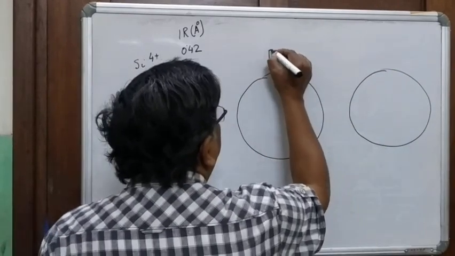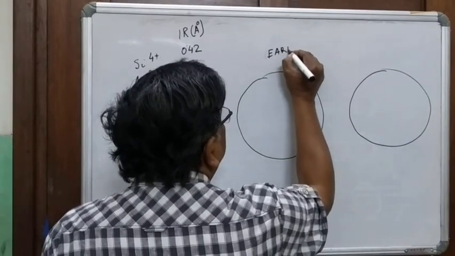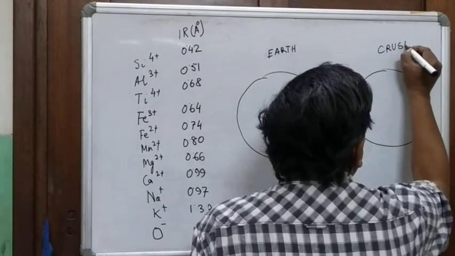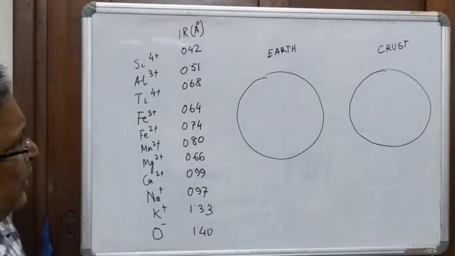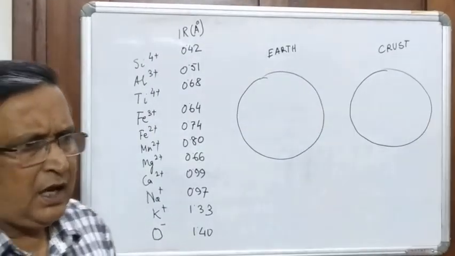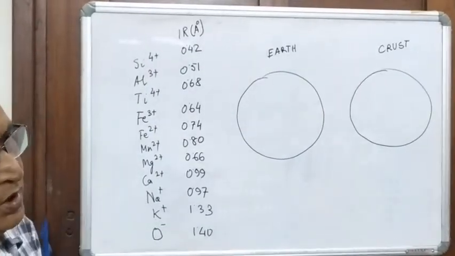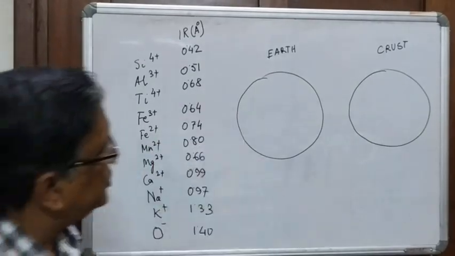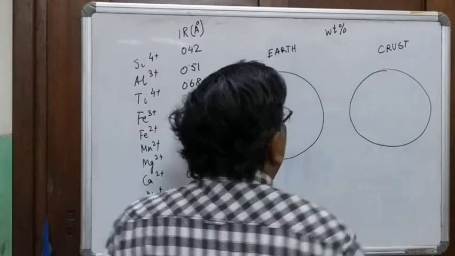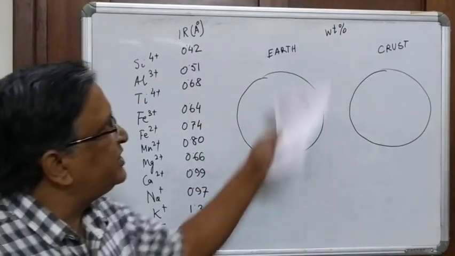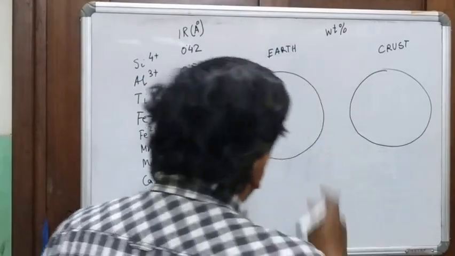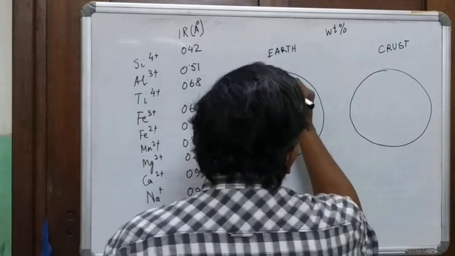This is for the Earth, and this is for the crust. And I will only give you the abundance of those elements which occur in high amounts. And these values are in weight percent. Remember what I am saying, it's in weight percent. All these values that I am giving you are in weight percent. Now, just give me some time to draw it. It takes a little time.